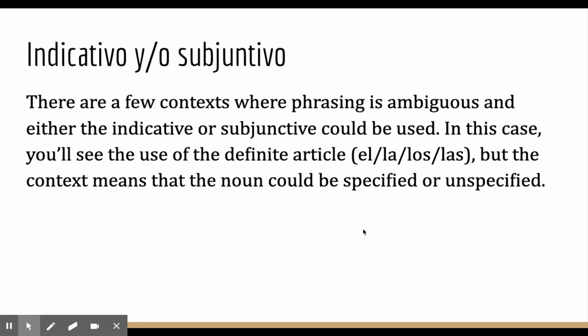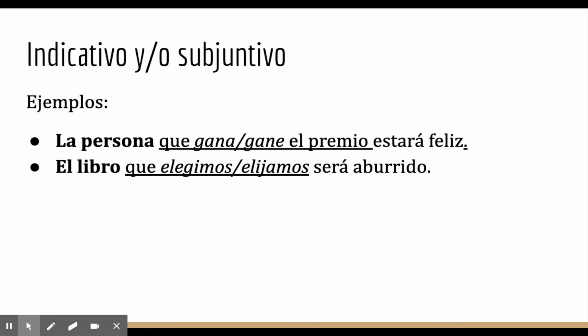I was trying to think if there are exceptions. I don't think there are, but I could be wrong. But the ones that I can think of off the top of my head, where you'll see the use of the definite article, el, la, los, las, but the context will mean that the noun could be either specified or unspecified. And these all have to be present tense. If they're past tense, then it's always specified.